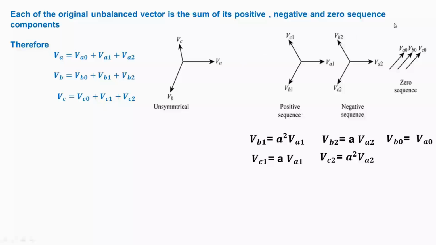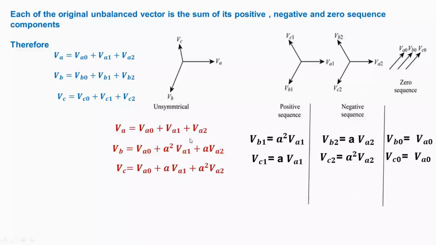Then in the case of the zero sequence network, all the vector magnitudes are the same. Here there is no phase angle rotation. All vectors are coincident together. So VA0 is equal to VB0, which is equal to VC0. So VB0 is taken as VA0. Similarly, VC0 is taken as VA0. Substitute these conditions in this equation, and we get the new equation.